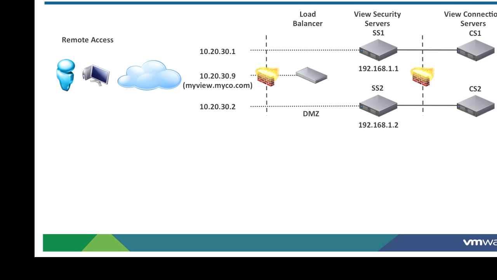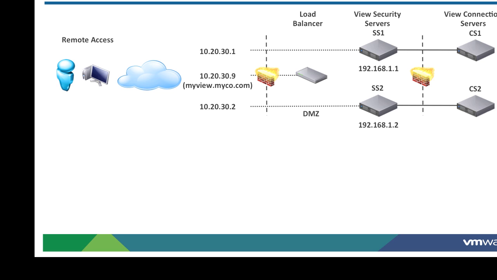Similarly, the load balancer itself would expose a particular IP address and usually a DNS name to the internet to allow the View client to connect. So in this case, this is 10.20.30.9. This is resolvable from a DNS name, in this case of myview.myco.com. And so in an environment set up for remote access, the only thing that the end user needs to know is the name, myview.myco.com. They would use this at the View client to establish a connection to the View environment.